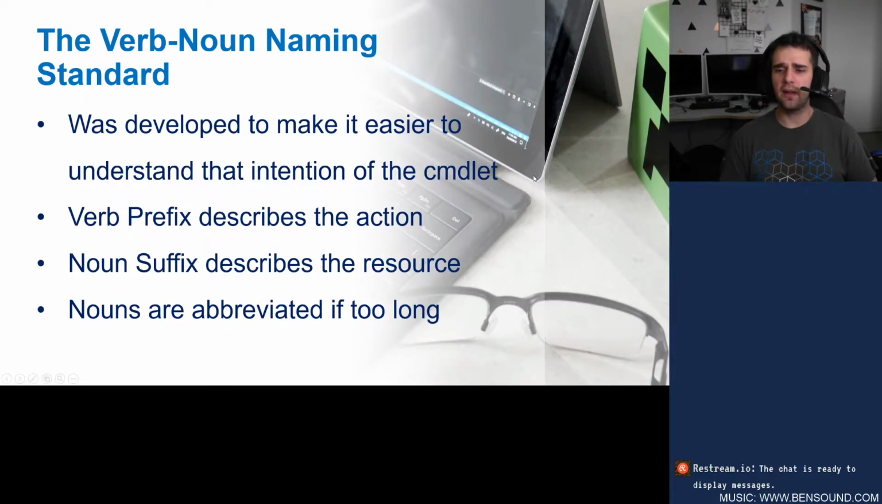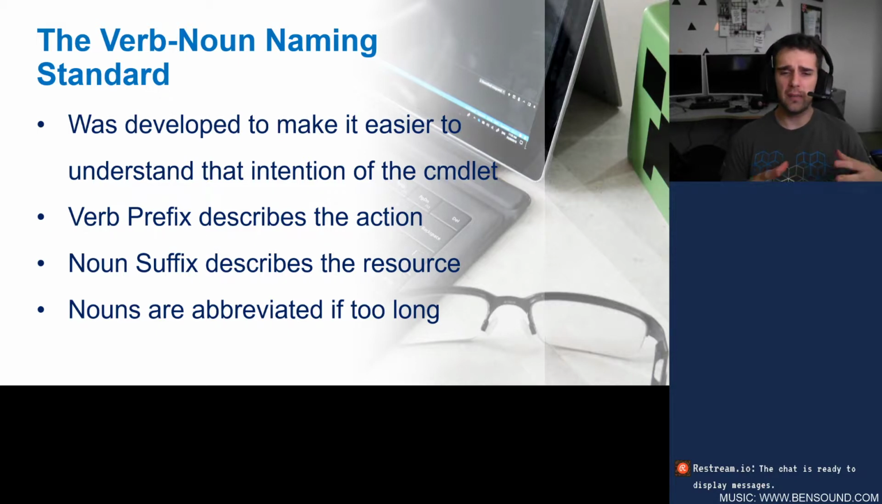The noun suffix describes the resource. So think of it as, for example, let's use item. Item in PowerShell can describe a file, it can describe a registry entry, it can describe a directory. It basically pertains to something to do with the file system, registry. I think it even pertains to other elements as well.